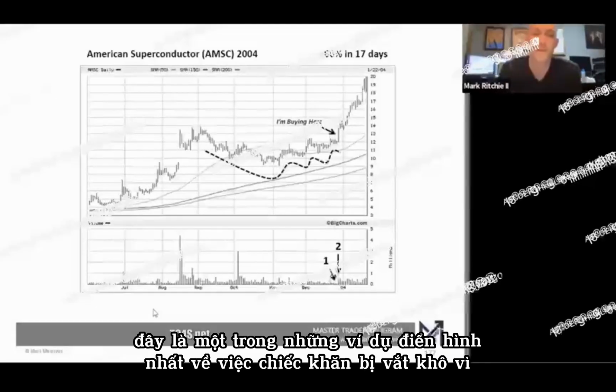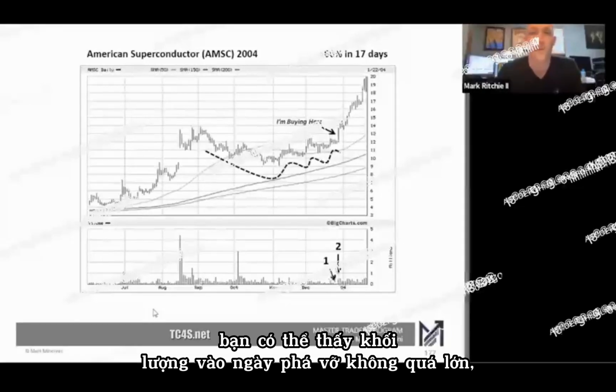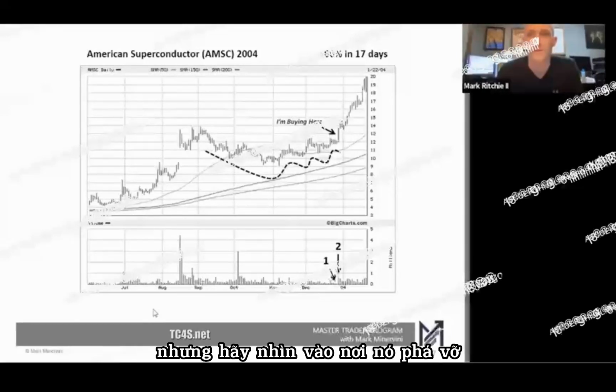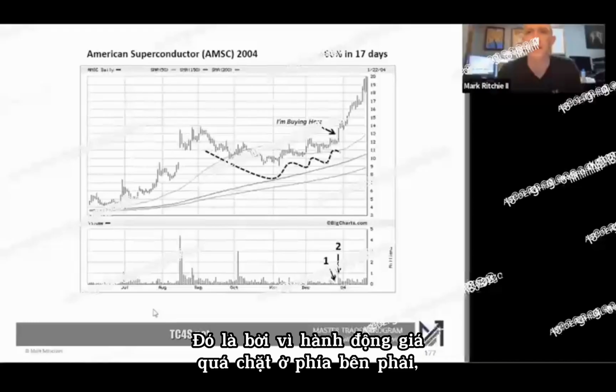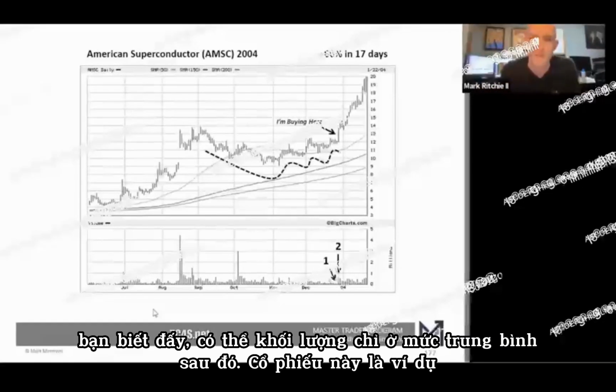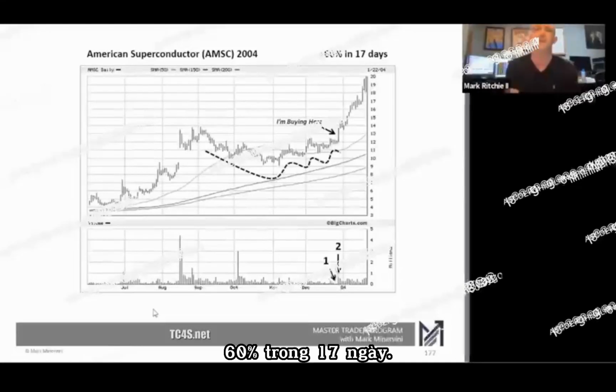This is one of the best examples of the towel getting wrung out so dry, because you can see the volume that came in wasn't that huge, but look at where it takes the stock. It's because it got wound so tight there on the right side. Maybe average volume then, this stock's 60% in 17 days.